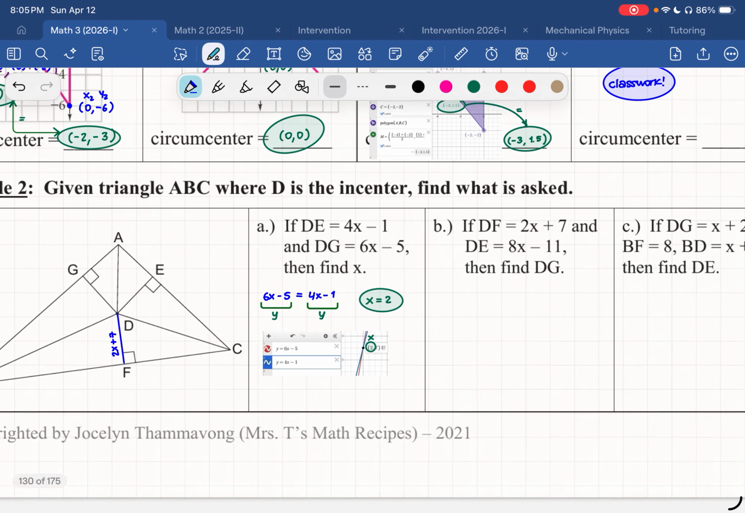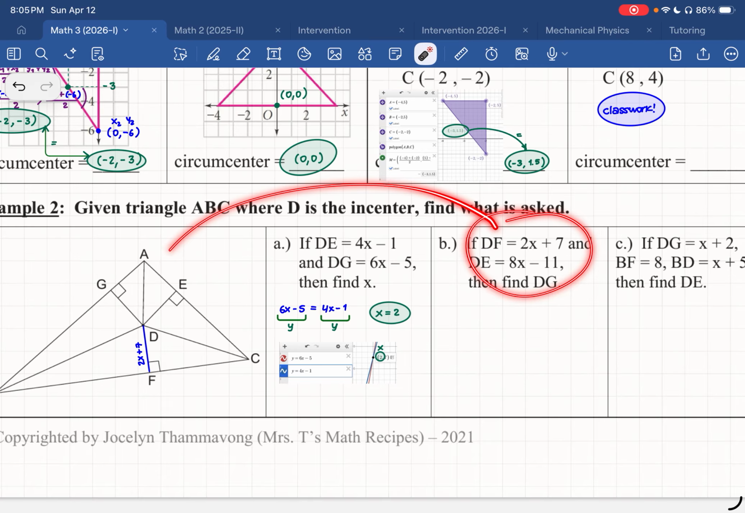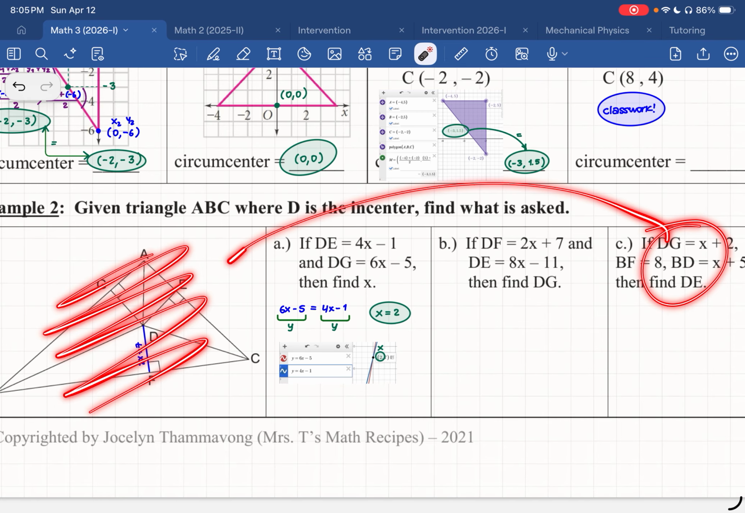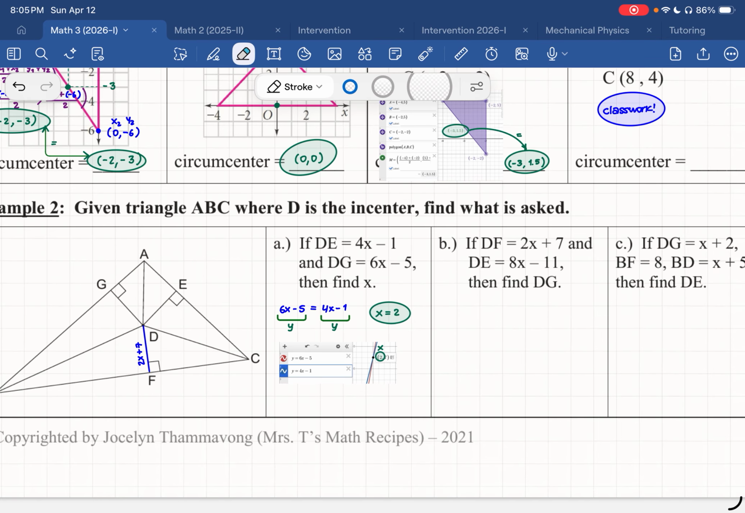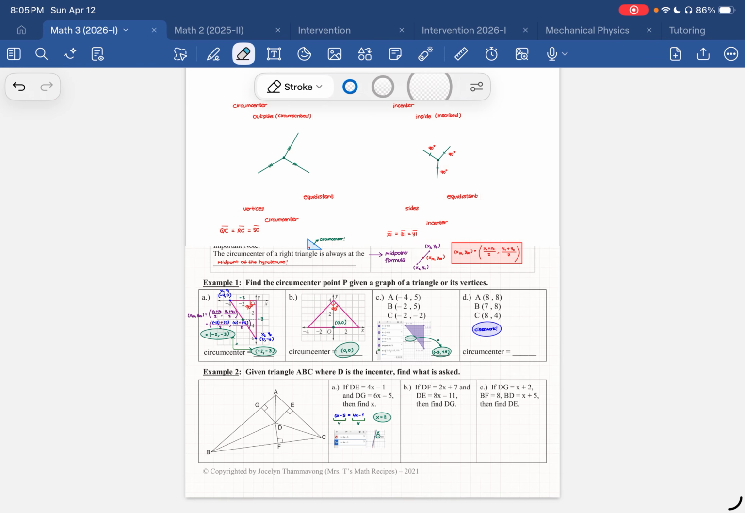So fill in whatever information they're giving you here, put it here and solve the exercise. And when you're done with this one, erase that information and put the new information in the triangle, and that's it. Okay, so you know how to do this.